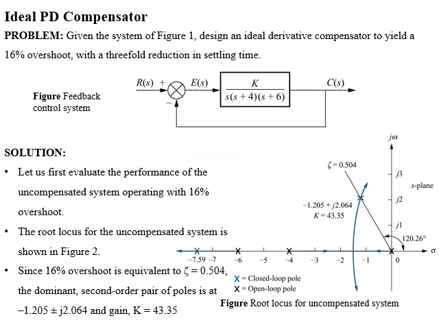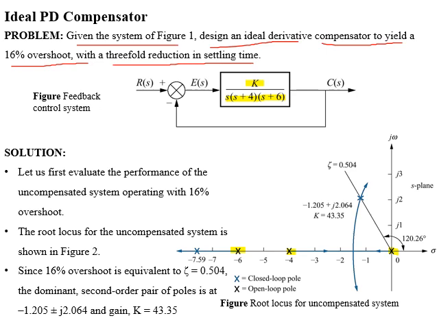Dear students, for the system given in figure 1, we have to design ideal derivative compensator such that the response of the system has 16% overshoot with 3-fold reduction in the settling time. If you analyze the forward path transfer function, it has 3 poles, one at origin, second at -4 and last pole at -6.